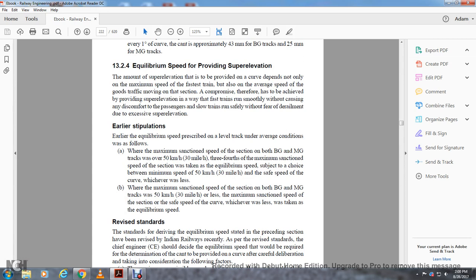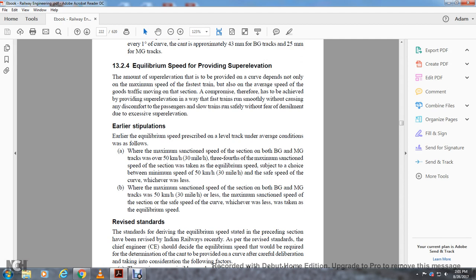Earlier, equilibrium speed was prescribed at the level of the track under average conditions. When the maximum sanctioned speed of the section of broad gauge and meter gauge tracks is over 50 kilometers per hour, 3/4 of the maximum sanctioned speed of the section is taken as the equilibrium speed, subject to a minimum of 50 kilometers per hour, or the safe speed of the curve, whichever is less.